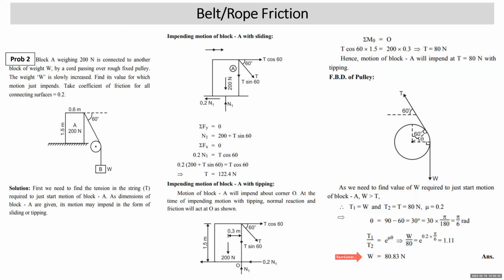So here you have seen the first part of the problem, the value of T required to just start the motion of block A. We have already covered this type of concept in our friction lectures. The additional part was where we applied the T1, T2 relation. Let's move to the next sum.